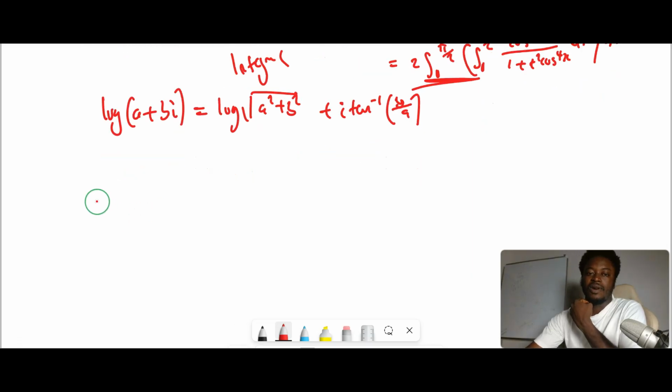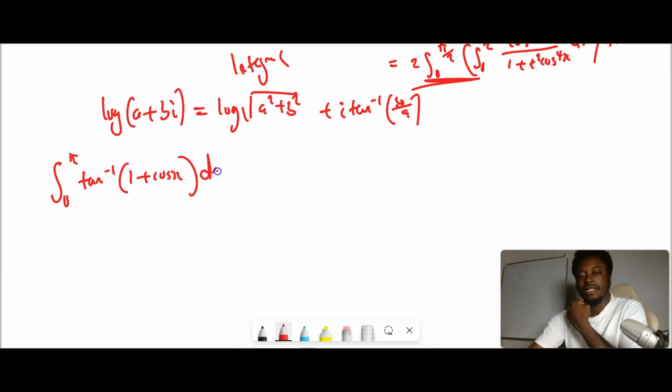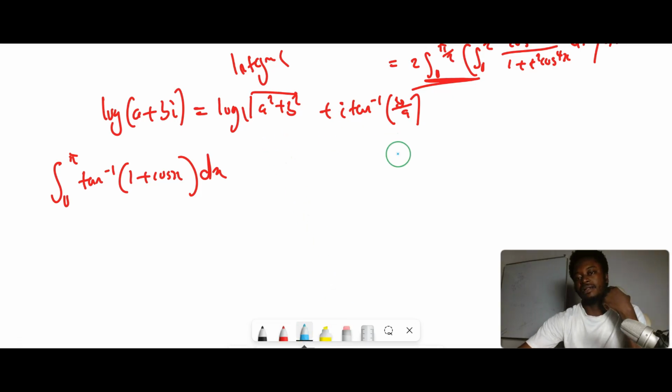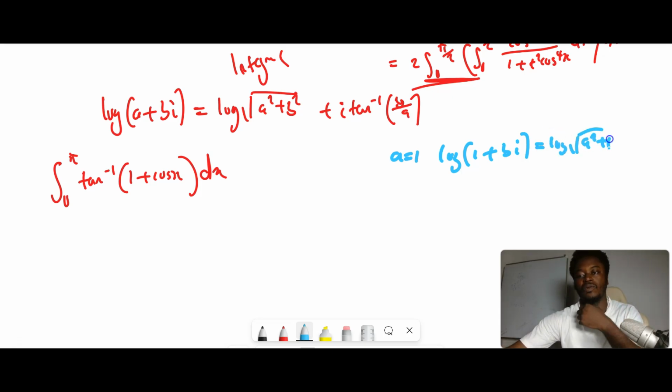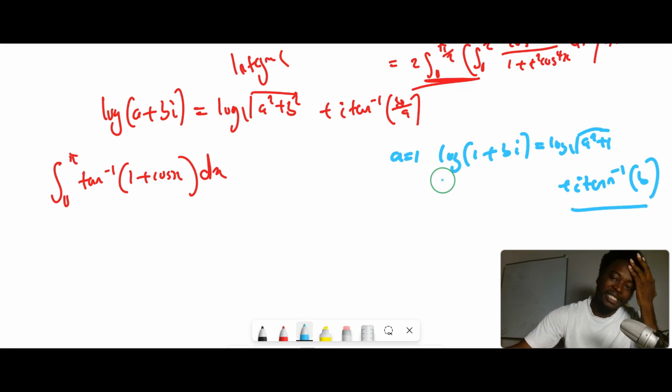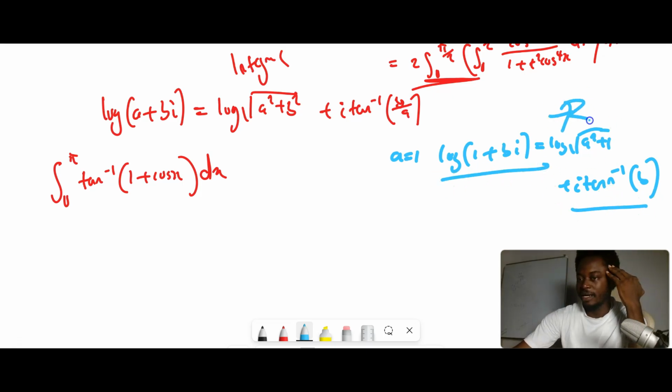So basically we're going to write the integral from 0 to pi of the tan inverse of 1 plus cosine of x dx. Notice that in this setup, if we take a to be 1, then the logarithm of 1 plus bi is equal to the logarithm of the square root of 1 plus b squared plus i times the tan inverse of b. So the tan inverse of b is the imaginary part of this. This is the real part and this is the imaginary part.